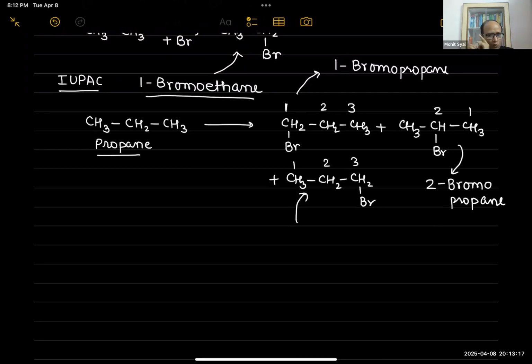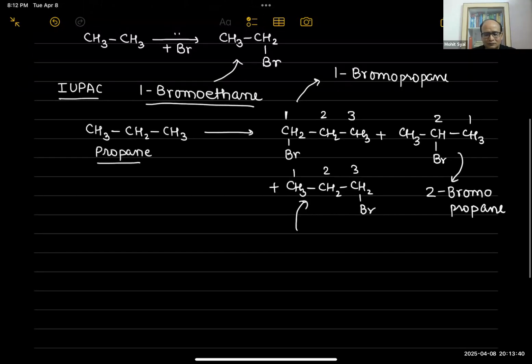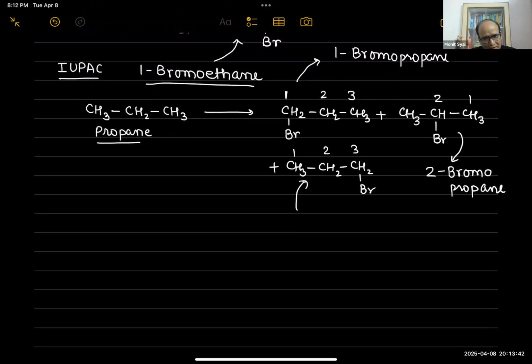Because the bromine is attached on the rightmost end, should I start my numbering from that side, or should I start from the side which immediately gives the lowest number to the bromine? Just think of it a little bit. Everybody, all 3 of you. So the one which is the longest chain, but the bromine gets the lowest number. Exactly. That is called the lowest locant rule.